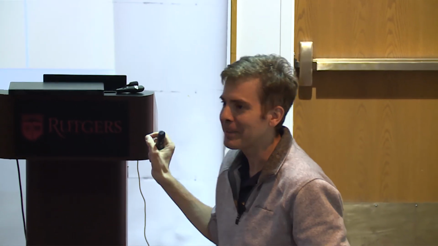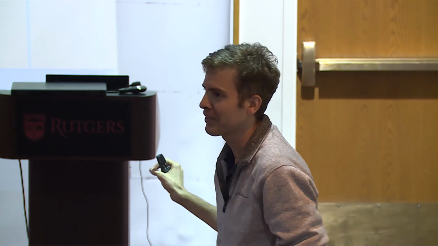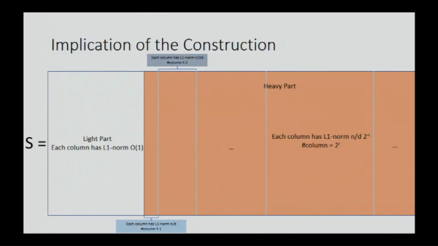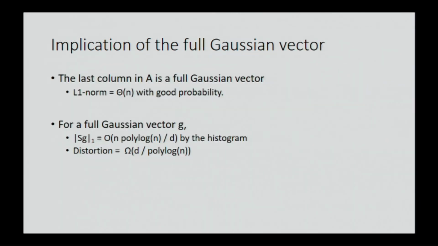Let me just give you the punchline. What was the point of all this? It's just one more slide. This is just a picture of what we just showed. We have one column with L1 norm n over d, 2 columns with L1 norm n over 2d, and so on. And we have a bunch of other columns that have L1 norm at most a constant. Here's the final thing. Remember, the last column in A is a full Gaussian vector, IID Gaussians. What is its 1 norm? It's about n.